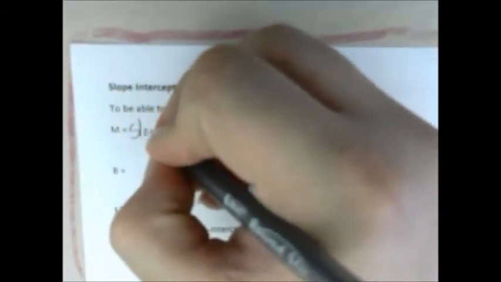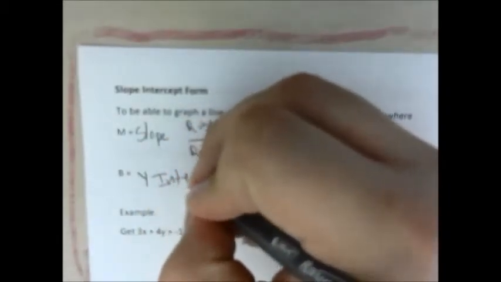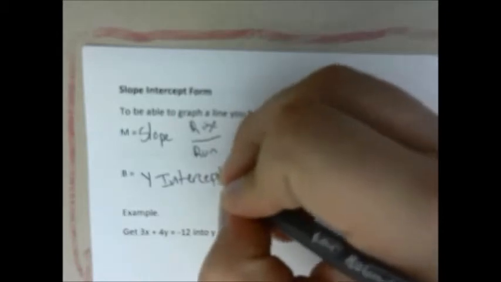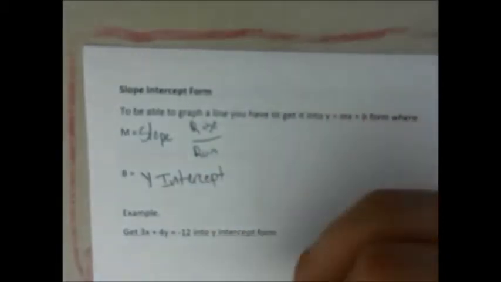The m, remember, the m stands for slope. Slope is the rise over run. B stands for y-intercept. Remember, y-intercept is where the line crosses the y-axis, the up and down axis.